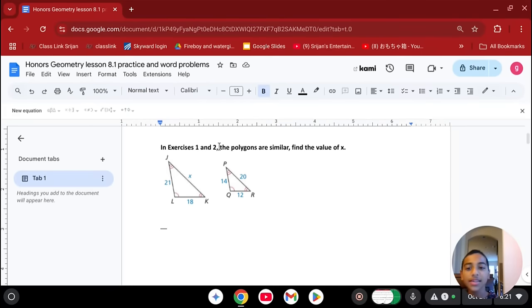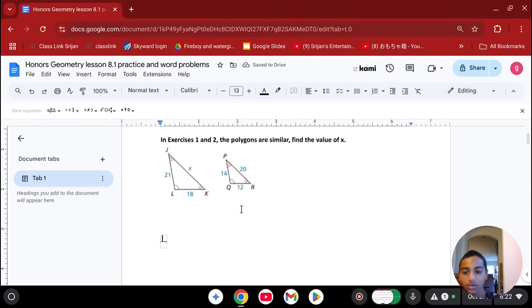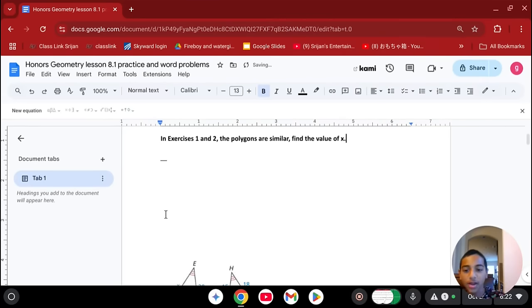Alright, so in examples 1 and 2, we are told that the polygons are similar. We are asked to find the value of x. So, these polygons are similar, which means their scale factor is constant. The ratio of them, basically. So what we're asked to do is find the value of x.